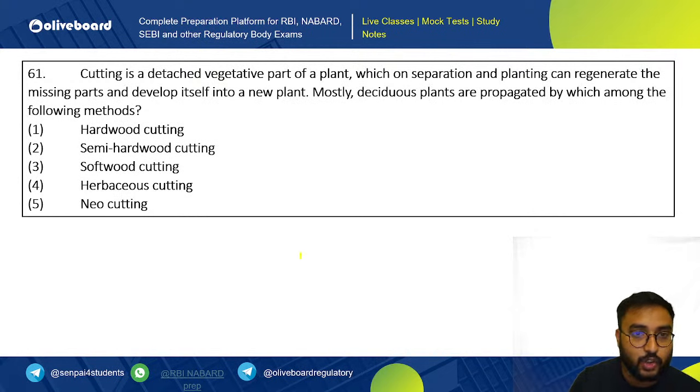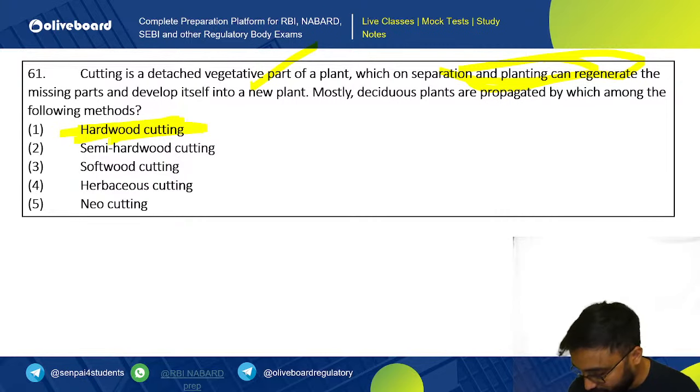Cutting is a detached vegetative part of a plant. That is, we cut a branch of a plant. On separation, this part can be used to develop the missing part itself, that is, a branch of a plant or a complete plant itself. Now, which type of cutting are we talking about? Hardwood, semi-hardwood, softwood, herbaceous and neo-cutting. The cutting we are talking about is hardwood cutting. Okay, guys?